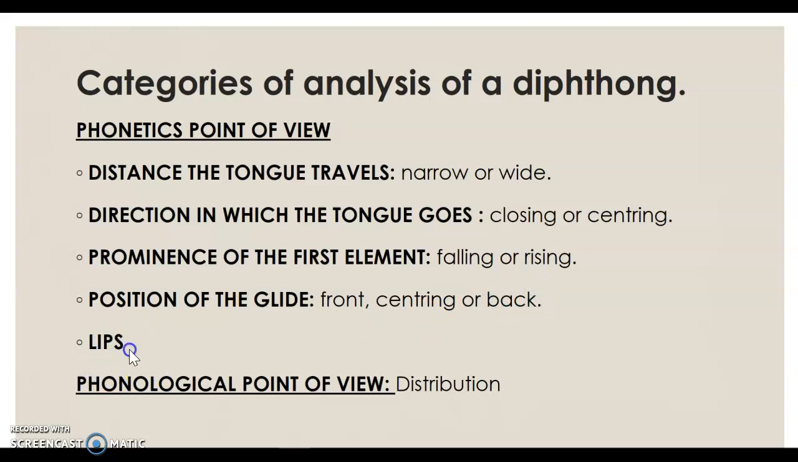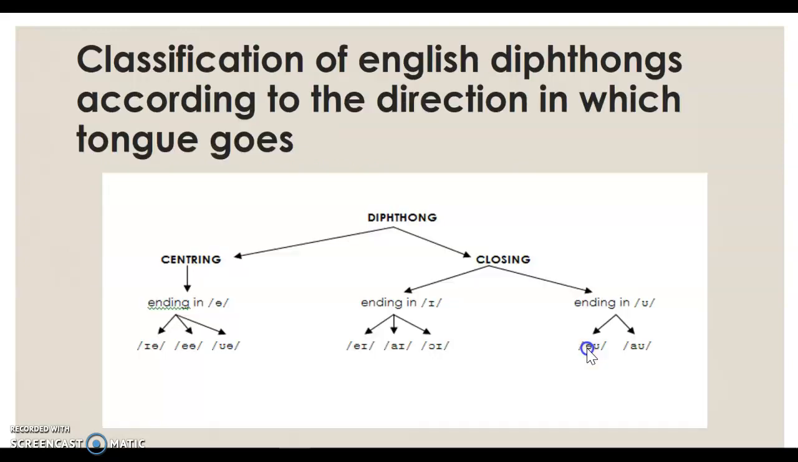Of course, we're going to provide the lips position in the first element and then in the second element. And when speaking about a phonological point of view, we're going to describe in which position in a syllable the diphthong can occur. But these elements we've been speaking about are difficult to understand if we do not analyze each of them. So let's see what happens. We're going to start describing the diphthongs.